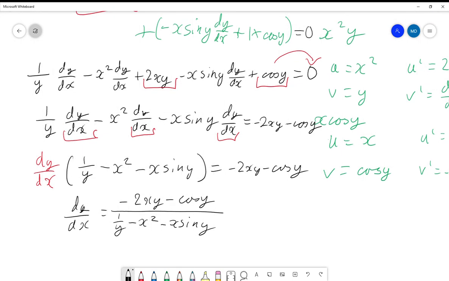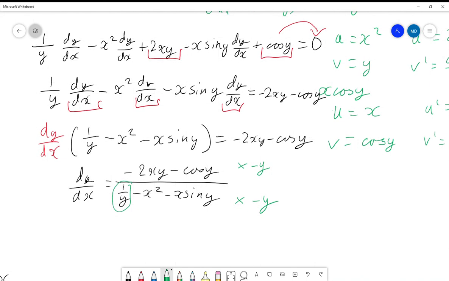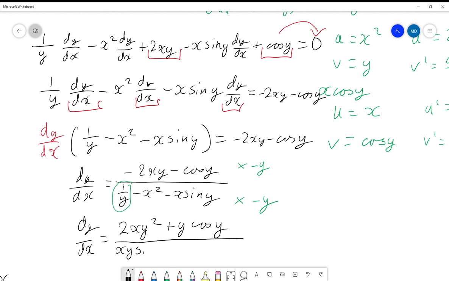And that's valid. You can leave it like that, but as mathematicians, we don't really like a fraction on the denominator of a fraction. So what I'm going to do is just multiply top and bottom by y. And in fact, there's a lot of negatives going on, so I'm going to multiply top and bottom by negative y to deal with those negatives as well. And that will give us that dy by dx is equal to 2xy squared plus y cosine y all over xy sine y plus x squared y minus 1. And that's a much nicer formula than the one above.